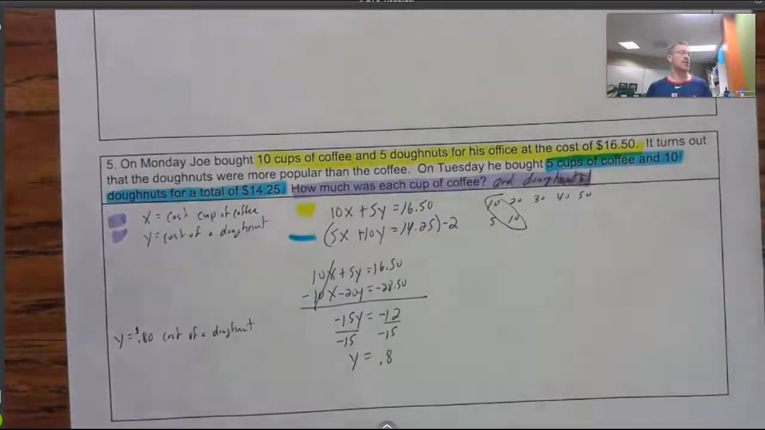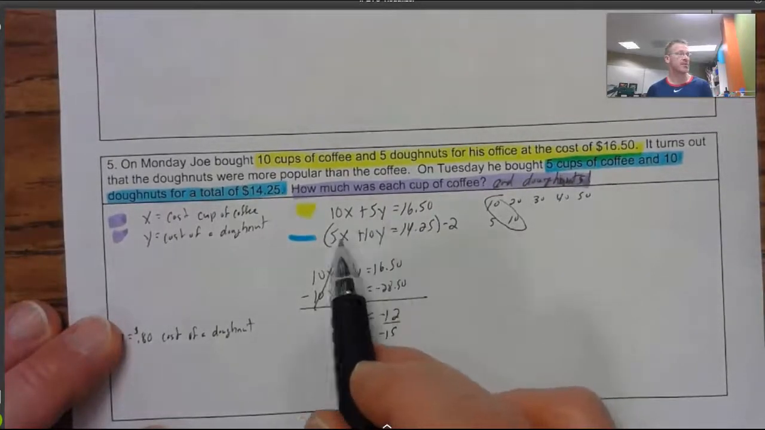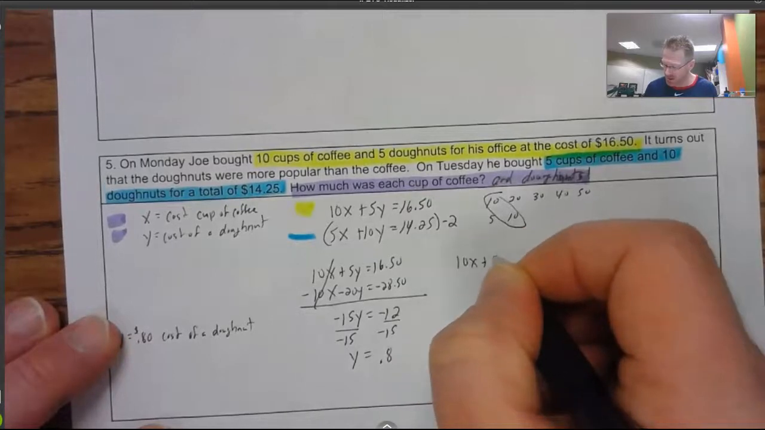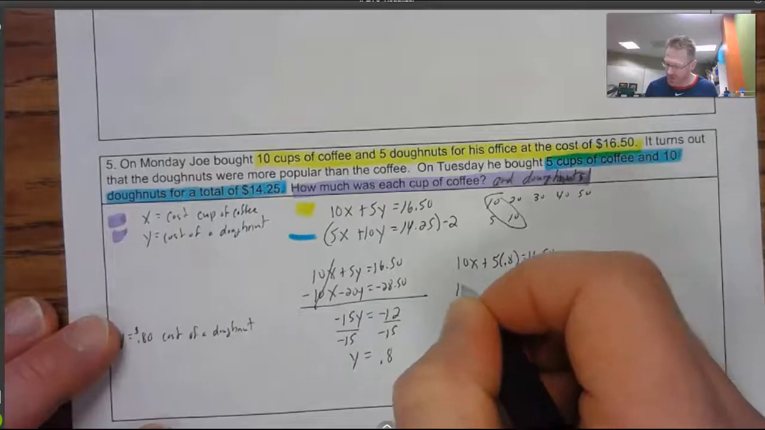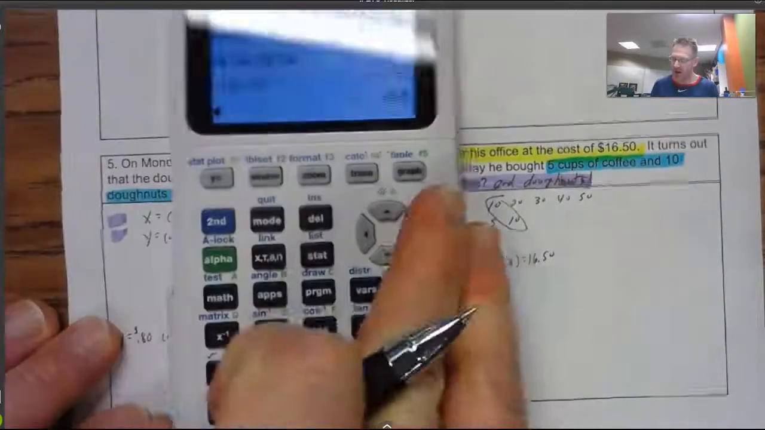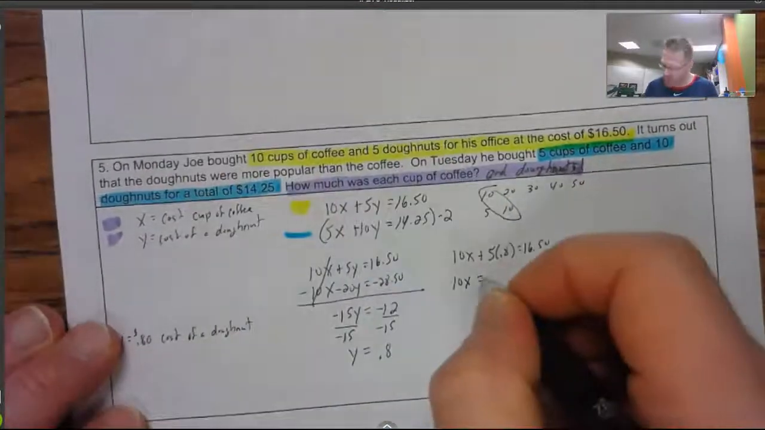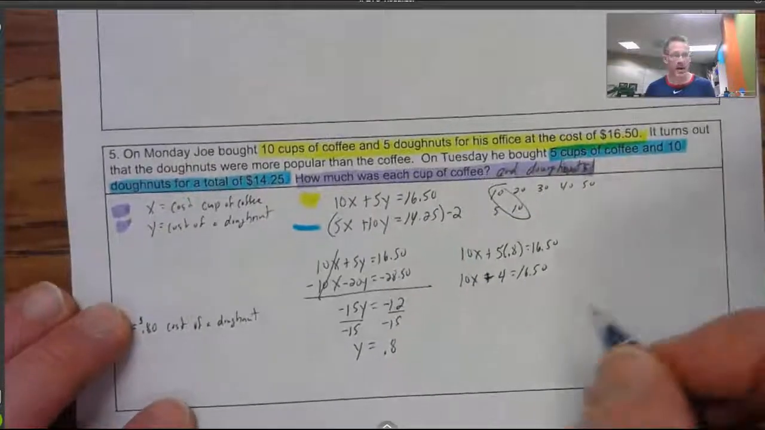So now what I need to know is the cup of coffee. So I have y, so I can go back and plug it in and find x. So I'm just going to use my first equation there. So 10x plus 5 times 0.8 equals 1650. So 10x plus, and then 5 times 0.8, I think, is 4. It is. Plus 4 equals 1650.